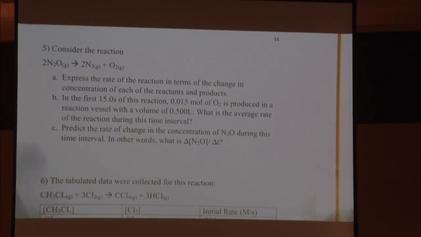Your practice problem is as follows. Consider that reaction and express the rate of the reaction in terms of the change. There's also an average rate. We need to predict the rate of change in the concentration of dinitrogen oxide. Let's give this one 2 minutes as well.